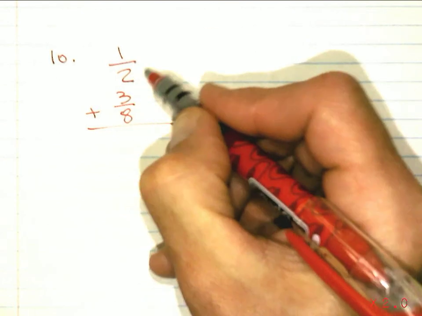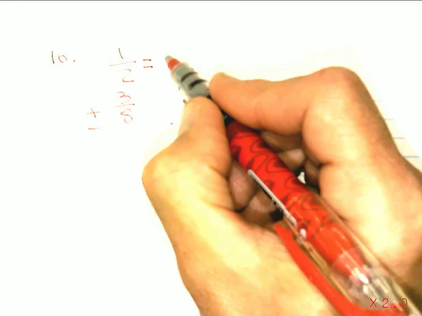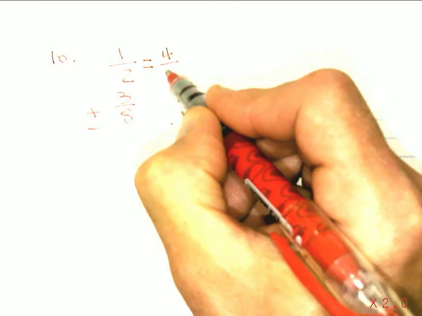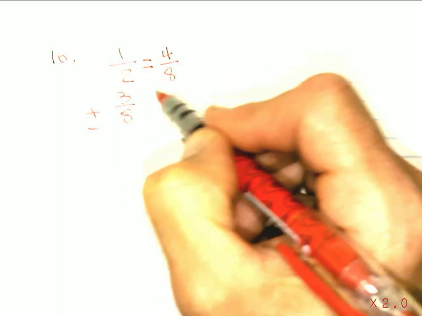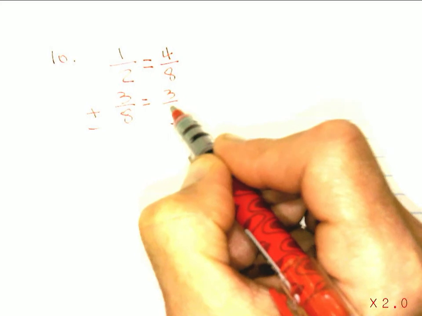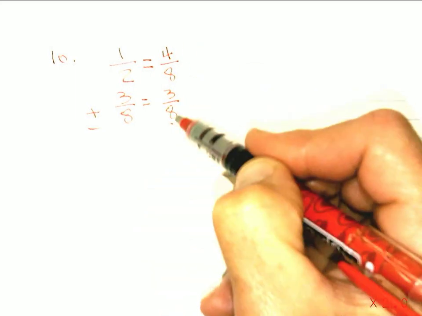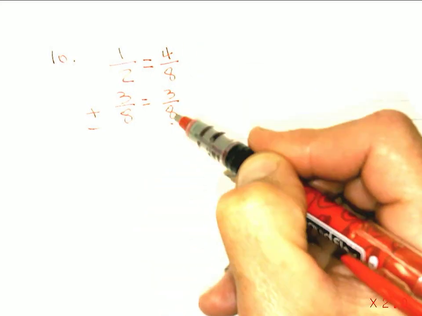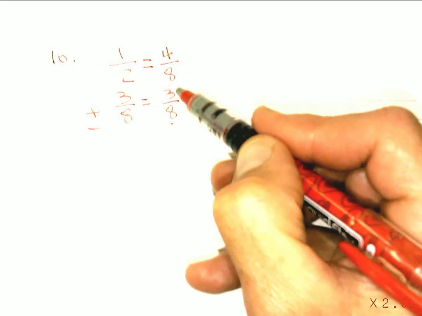In this case I'm going to rewrite the 1/2 as 4/8. 4/8 is the same as 1/2: 1 times 4 is 4, 2 times 4 is 8. And I'm going to leave the 3/8 alone because that gives me a common denominator. They both have an 8 as the denominator, which is necessary for addition of fractions.